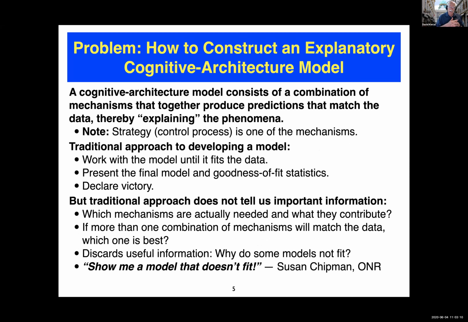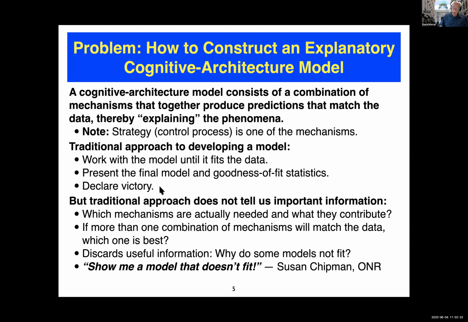Looking at this from a cognitive modeler point of view, there's a problem of how do you construct an explanatory model with a cognitive architecture. You're going to have some combination of mechanisms that explain the phenomenon. The control process is one of those. Our traditional approach all these years has been, well, we fiddle with the model until it fits the data, and then we present the final results and declare victory.